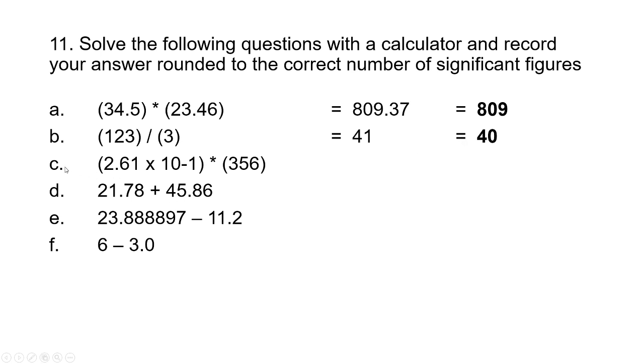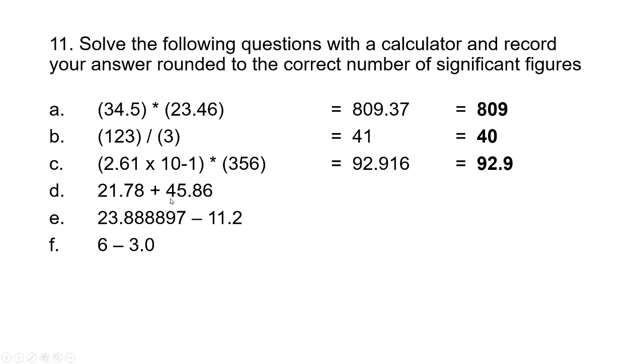Number 6, or letter C. 2.61 times 10, this should be to the negative first power. You're going to multiply that by 356. Again, I have 3 sig figs, 3 sig figs. My final answer should be reported in 3 sig figs. So calculator-wise, it should be 92.916. Round it to 3 sig figs, it should be 92.9.